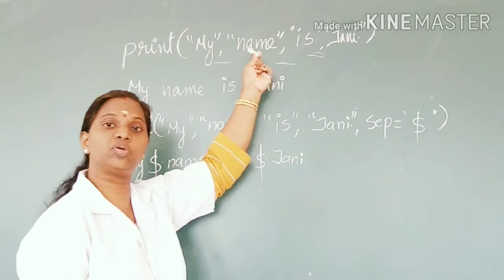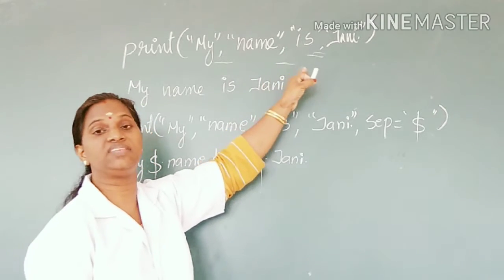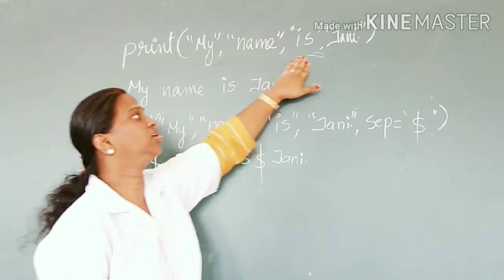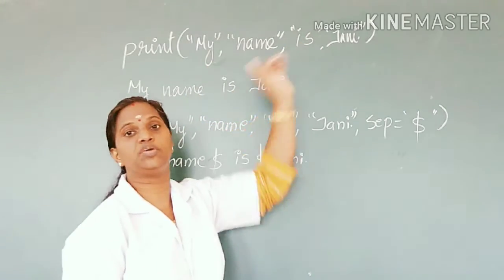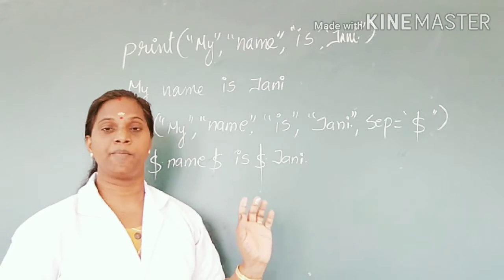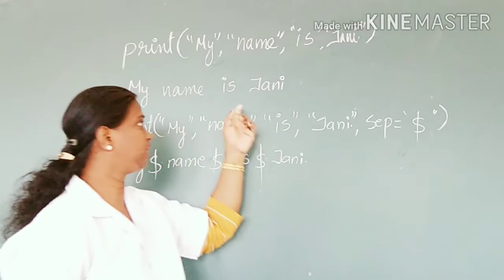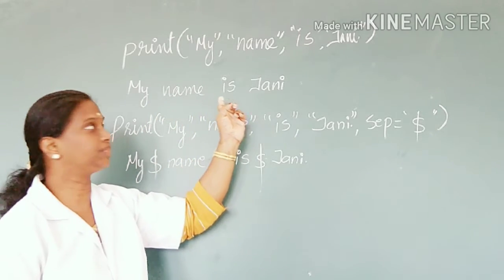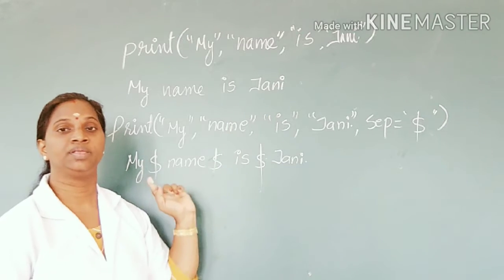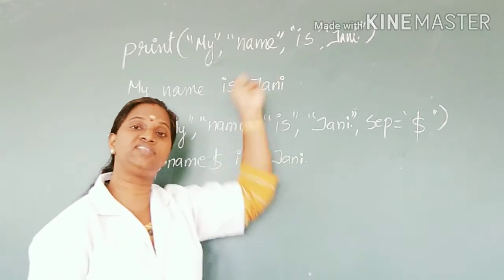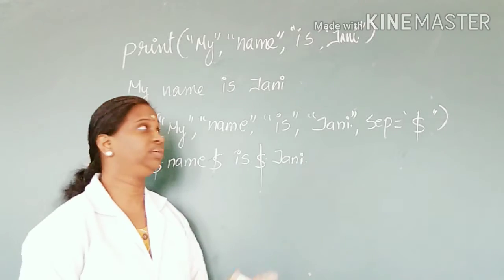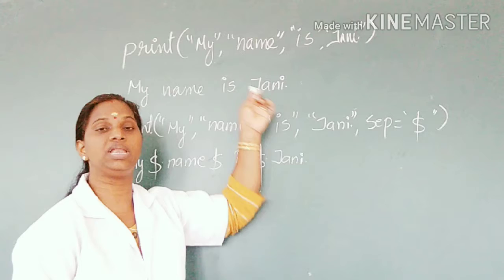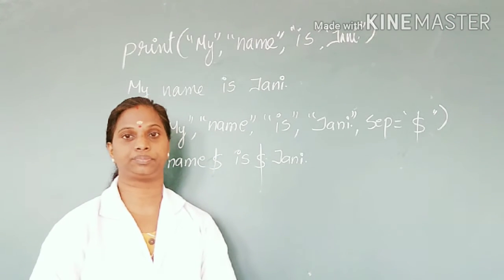Okay, so when we execute this statement, see here, no space is given in between these objects. No space here, no space here, no space here. But when it executes, you will get the answer: my, then space, name, space, is, space, John. That's why, when you don't give any sep operator in the print function, the default sep operator, that is space, will be added in between the objects.